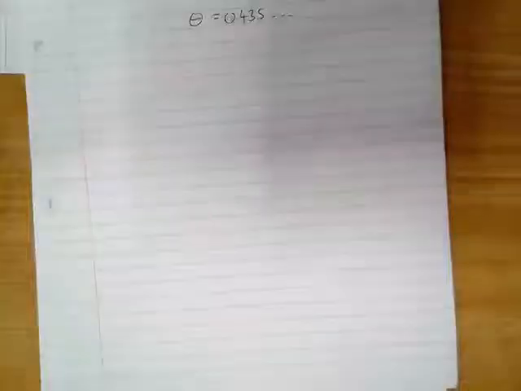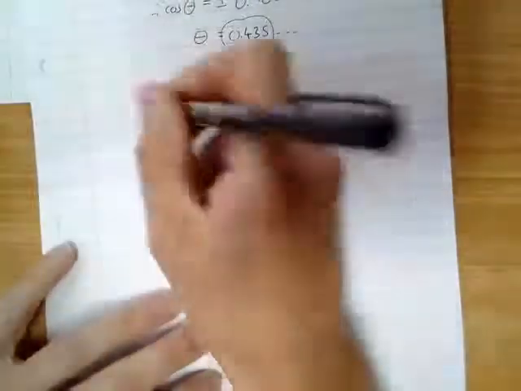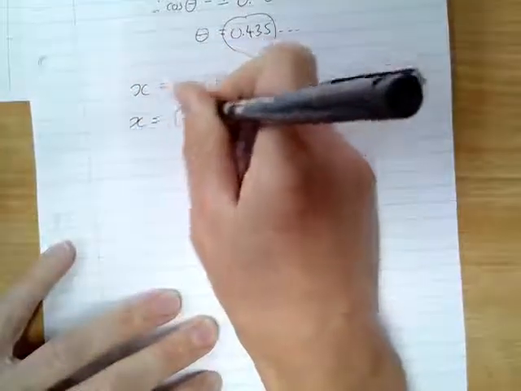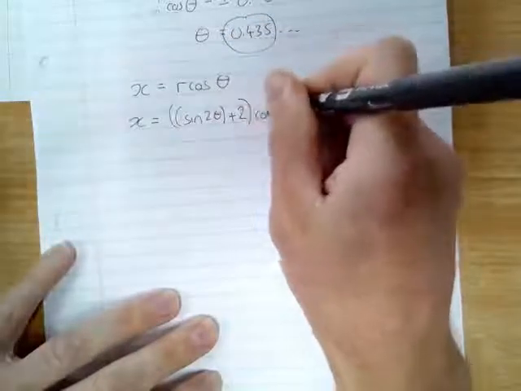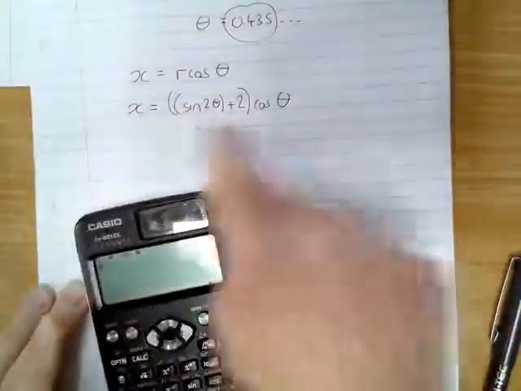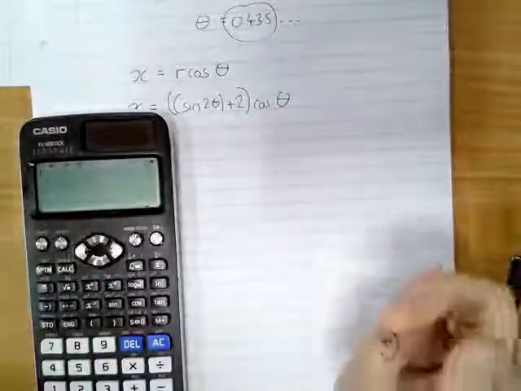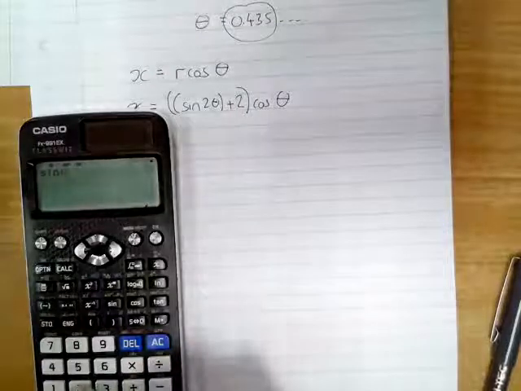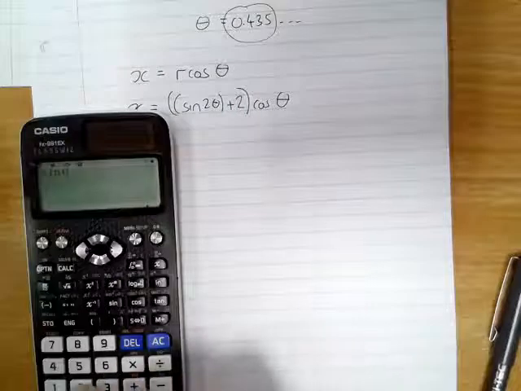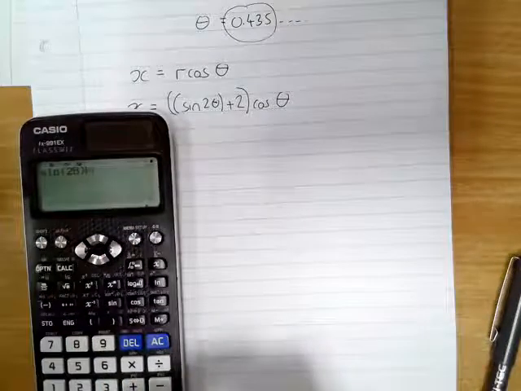So what I'm actually going to do is sub that value back into x equals r cos theta. Remember r is sine 2 theta plus 2 cos theta. So if I type that 0.435 in there, I'll get a value of x. It should be the correct value of x for the tangent to the curve that you saw a minute ago on the screen. So let's just try that. So it's sine of 2 beta plus 2.